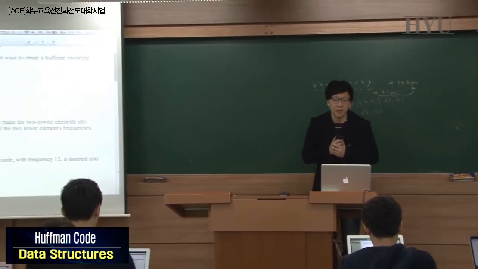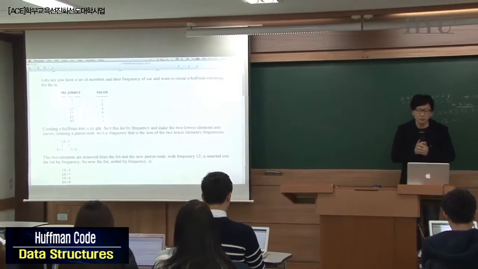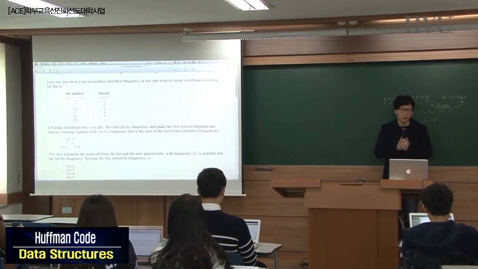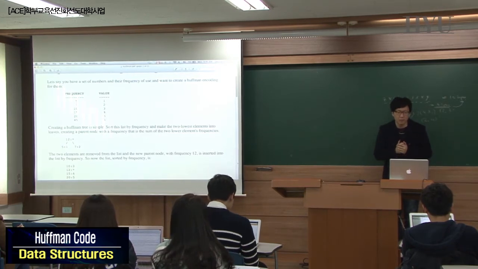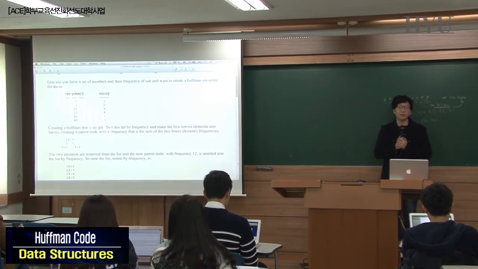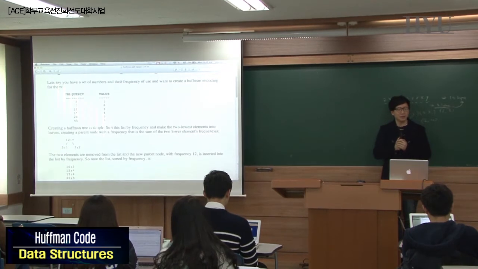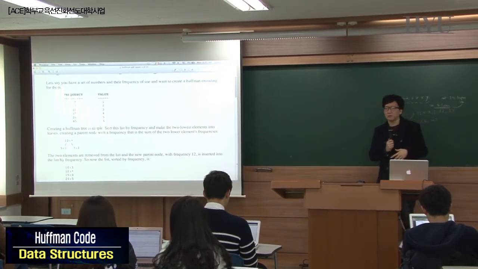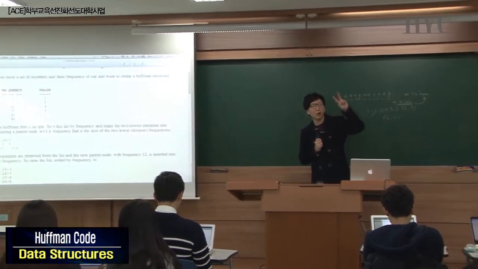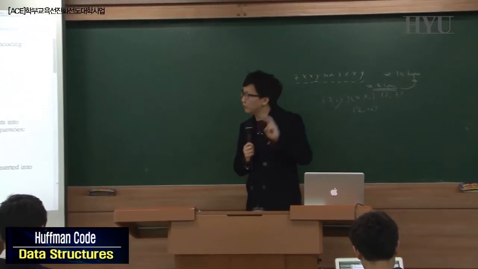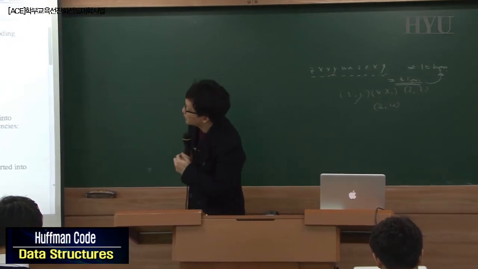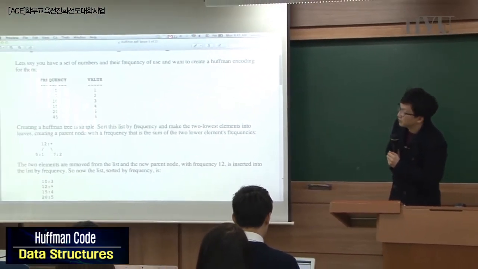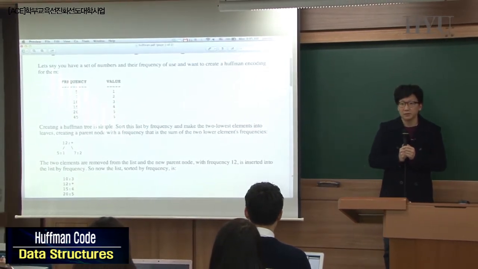Sort the list by frequency and take the 2 lowest elements as leaves, creating a parent node with a frequency that is the sum of the 2 lower elements' frequencies. Two sentences explaining it is too much, but it's as simple as this: sort by the frequencies and get the lowest 2 frequencies. If it's already sorted, what are the lowest 2? 5 and 7.